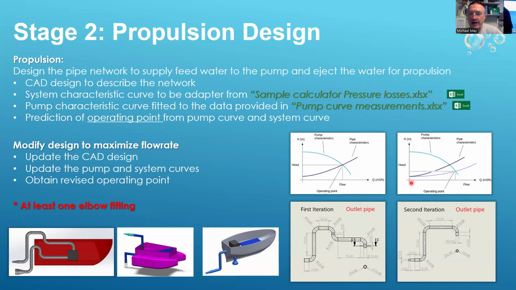We will also then add a nozzle on the end. And what the nozzle will do is increase the velocity of the fluid, maybe at the expense of a bit of pressure loss, increasing the velocity of the fluid coming out of the pipe network and giving us that little bit more propulsion.